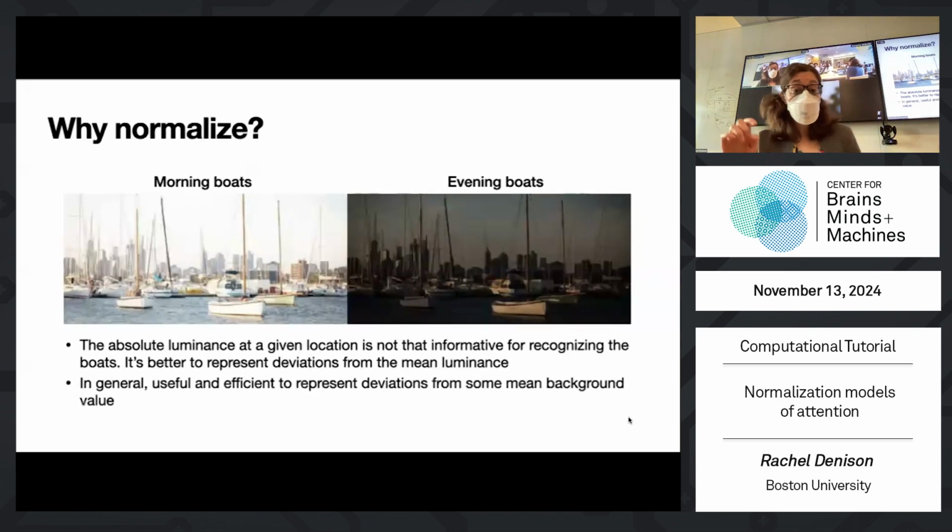And in general, it's useful, it's efficient to represent deviations from some mean background value rather than to represent the absolute values, right? And this applies to any kind of feature you might think of. It applies to luminance, contrast, color, texture, any sort of summary statistic you might think to generate. It would be efficient to represent not the absolute value of those things at each location, but some measure of the difference from the mean or the background value, right? Okay.